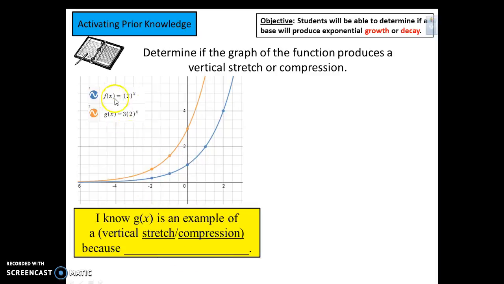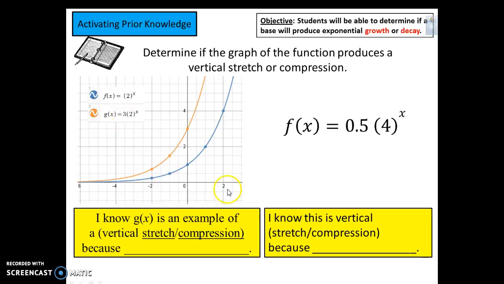So here I have f of x, that's my blue function, my parent function, and I have g of x, which is 3 times 2 to the x. Notice my coefficient, my a value, is 3, and it's pulling away from the x-axis. So this is an example of vertical stretch because my a value is bigger than 1.